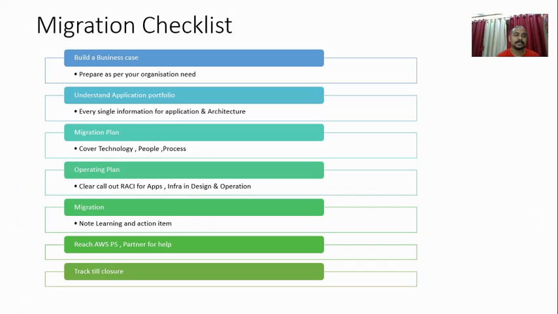Migration checklist, just a quick recap: we need to build a case, then we need to have a portfolio, which lists all the applications you're planning to migrate, a migration plan, which covers your people, process, technology, and of course your money and budget, an operating plan, where you design your infra, operations, architecture, and application point of view, and then the actual migration on pen and paper, and then the different partners that you can reach.